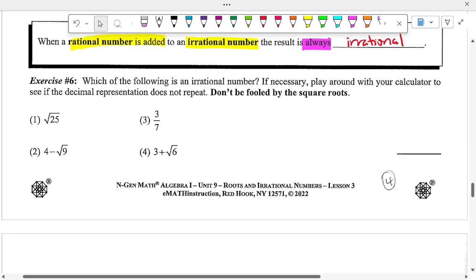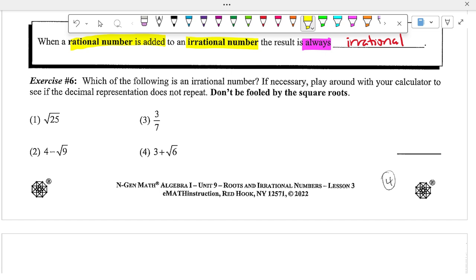Last one. So let's look at this question. They want to know which of the following would give me an irrational number. So let's go ahead and eliminate ones that we know for a fact are not irrational. Someone name me one answer choice that's not irrational, so it's rational. 1. Why? Right. Square root of 25 is 5. Even though it's a square root, don't be fooled because there's a perfect square under it.